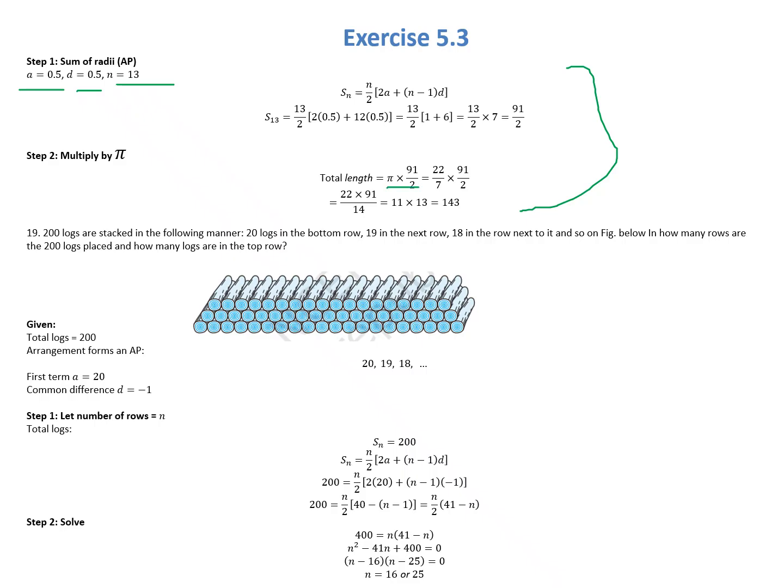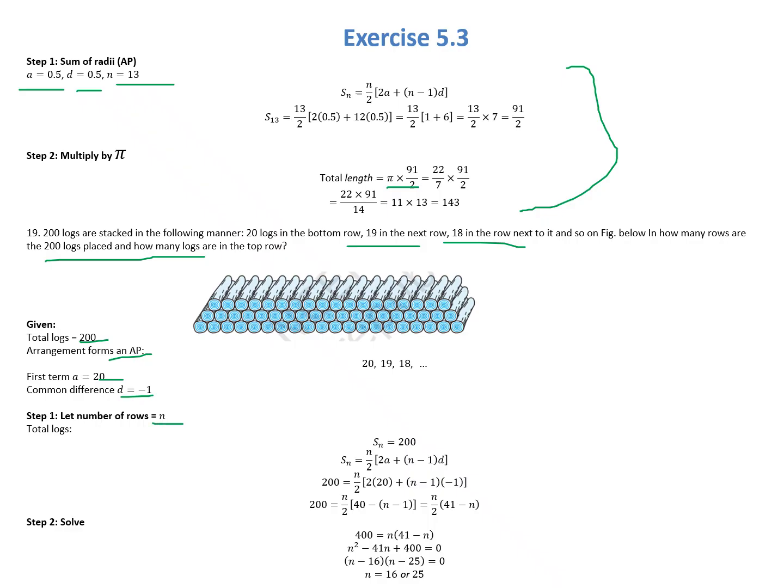So next question: 200 logs are stacked in the following manner. 20 logs are in the bottom row, 19 in the next row, 18 in the row above, and so forth. In how many rows are the 200 logs placed? So we have the total logs as 200. The arrangement forms an AP, the first term is 20, and the next is minus 1, which is d.